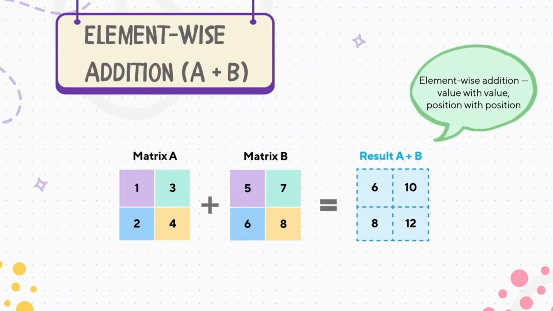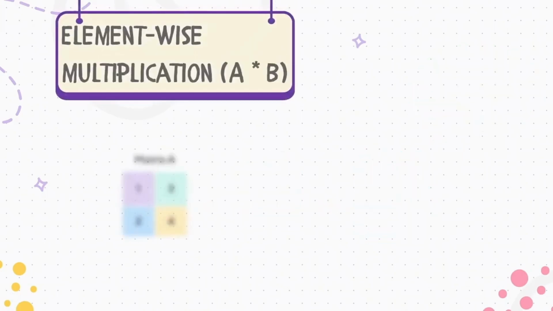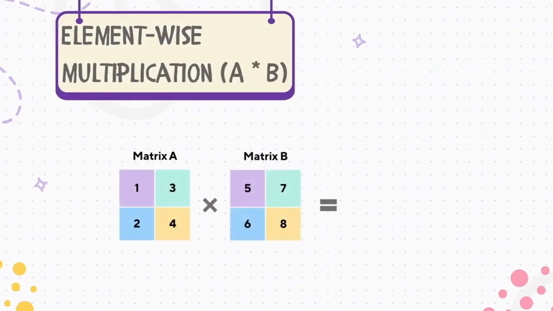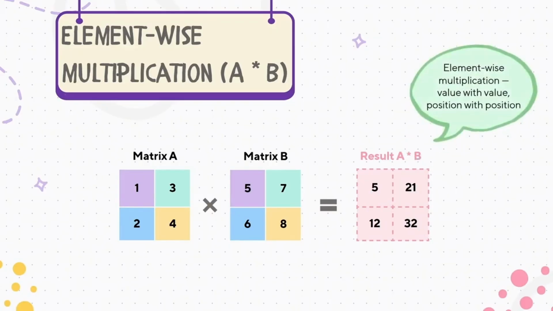And likewise, we come to the element-wise multiplication. Same with this as well. When we do matrix A * matrix B, what would happen is 1 would be multiplied by 5, 3 with 7, 2 with 6, and 4 with 8. And then we are left with the result of A * B, that is 5, 21, 12, and 32. So this is element-wise multiplication, value with value, and position with position in this as well.